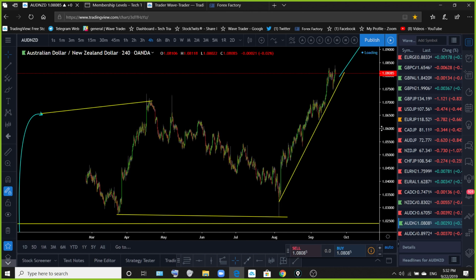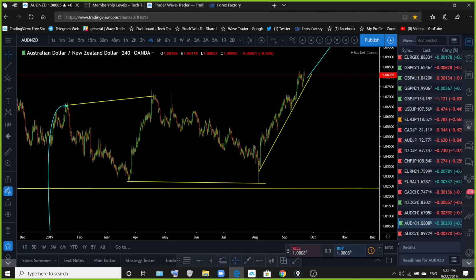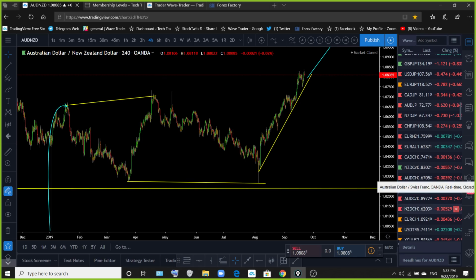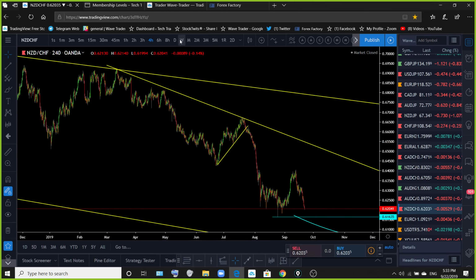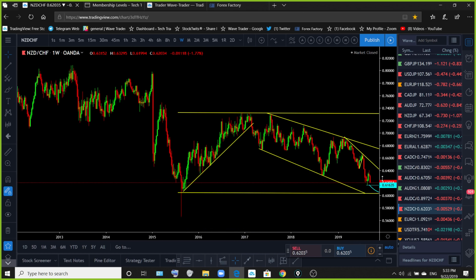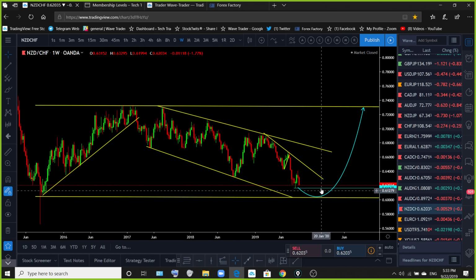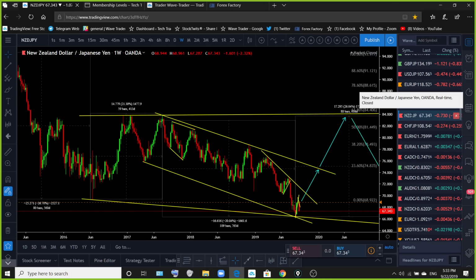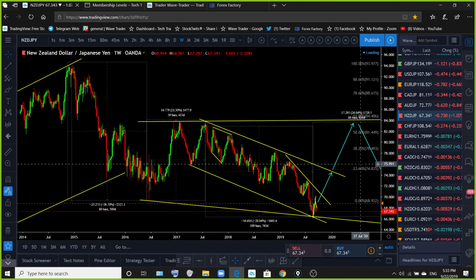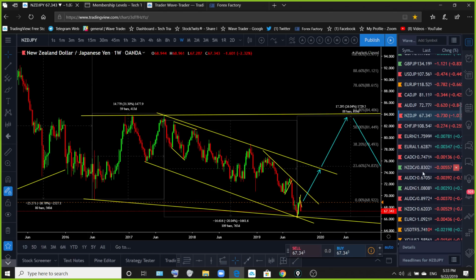All right, and this kind of move to happen. So break and correct and go down back to the bottom, and New Zealand dollar and Swiss franc. All right, so a big weekly chart. All right, so similar to the New Zealand dollar US dollar chart. So a big move, going back up, and Kiwi yen too. All right, so Kiwi yen too to go back up for the longer term.